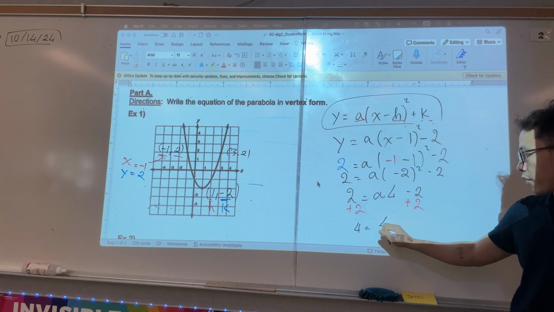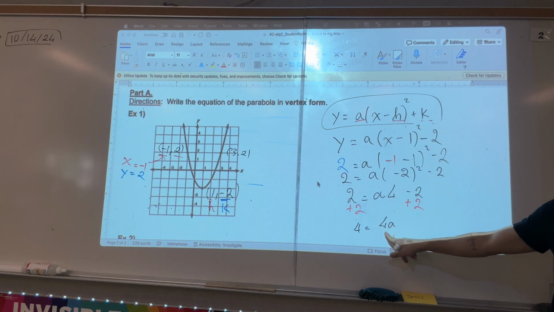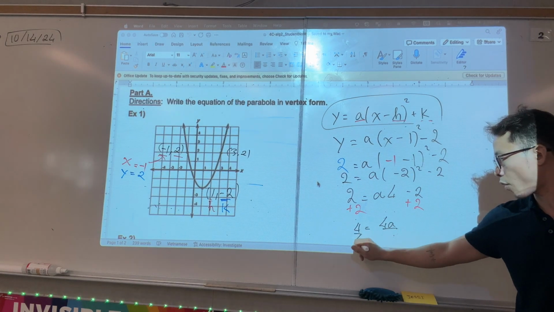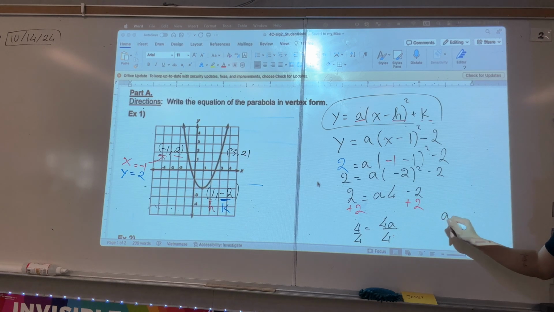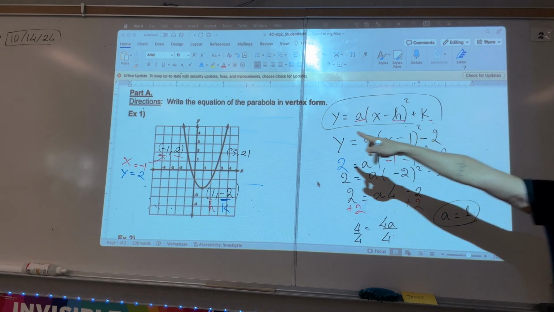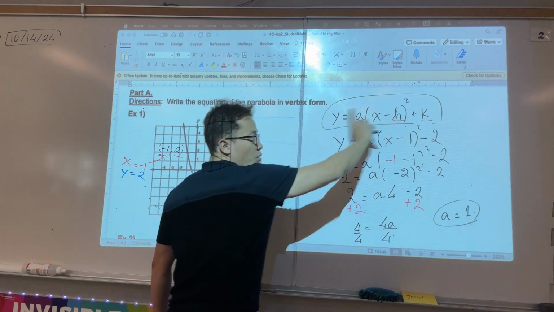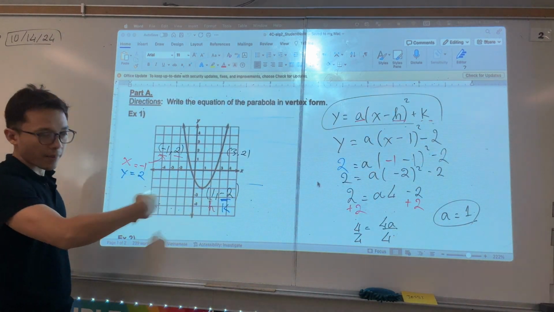A times 4 is 4a. Go ahead, divided by 4. A equal to 1. Can you stop here? Give me the final answer anyway. What are they asking? They ask you to write the equation in vertex form. That means they're asking you to write the whole thing here. So just don't stop right there. Write me the final answer.